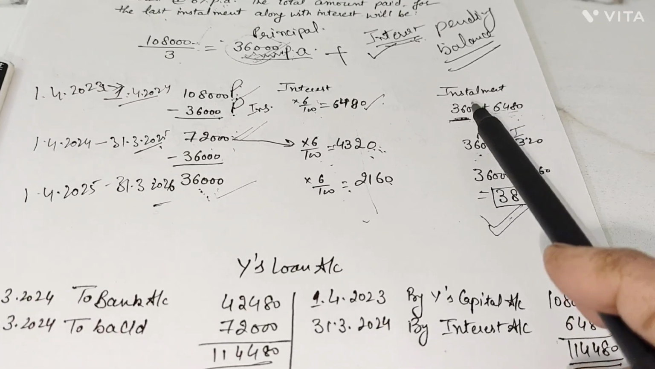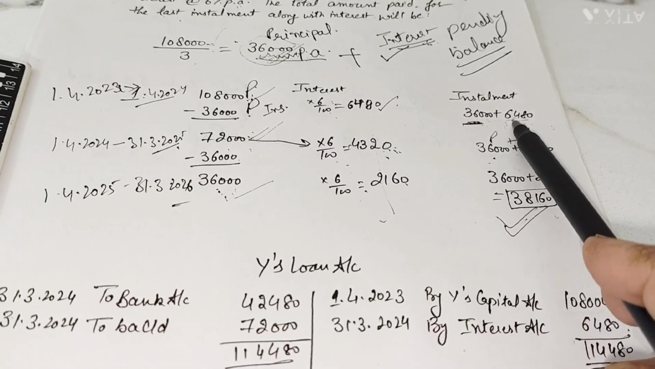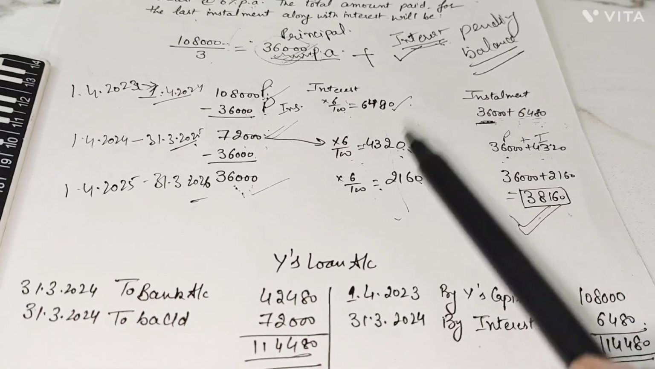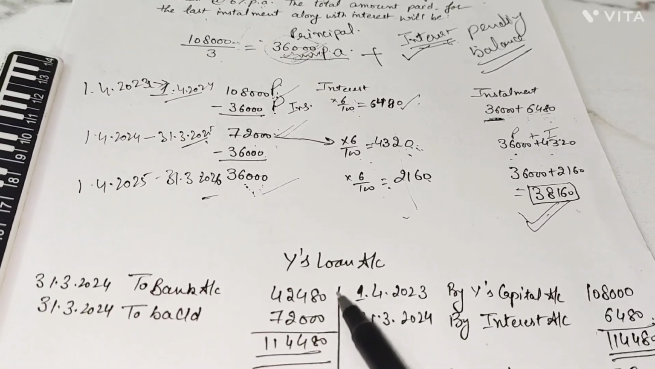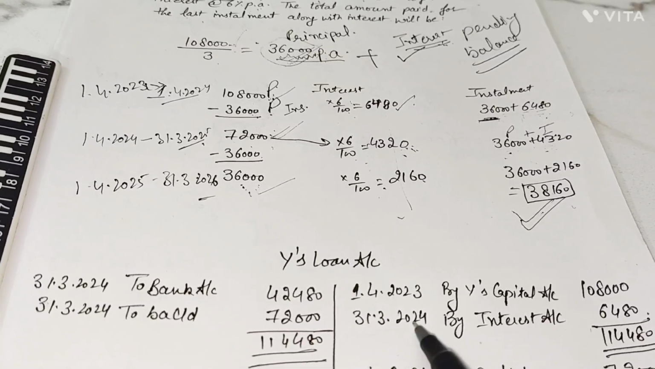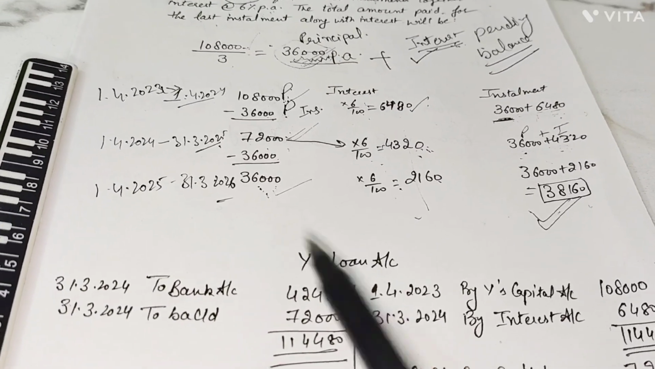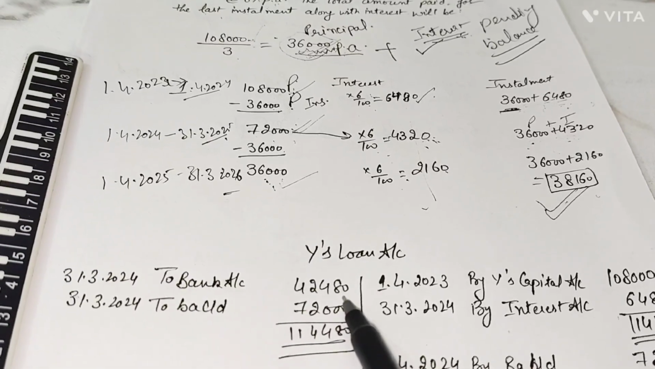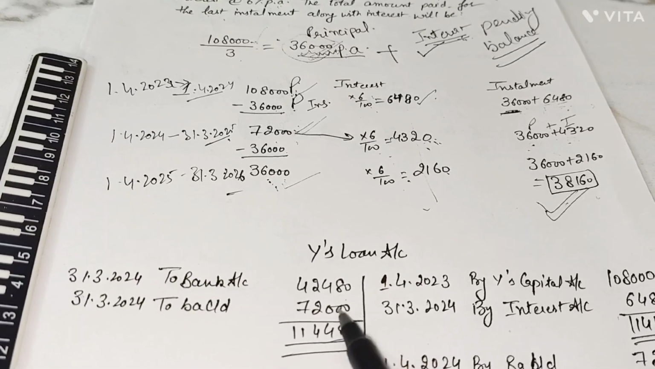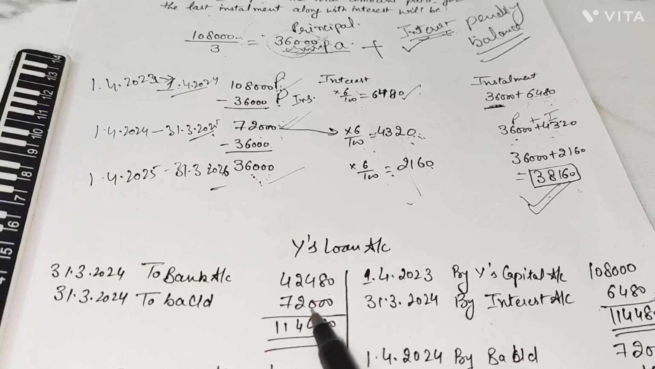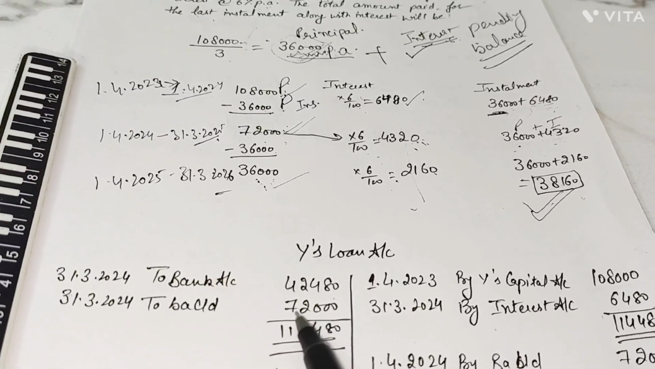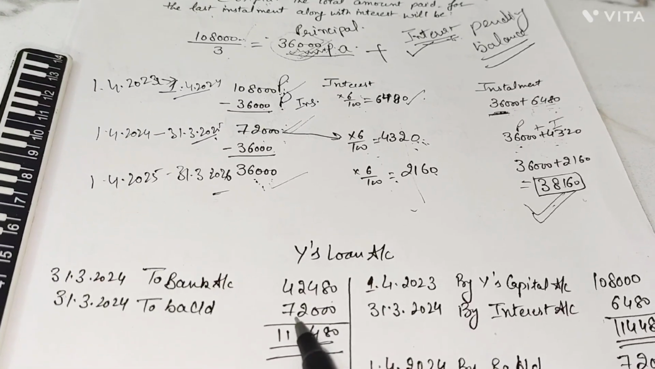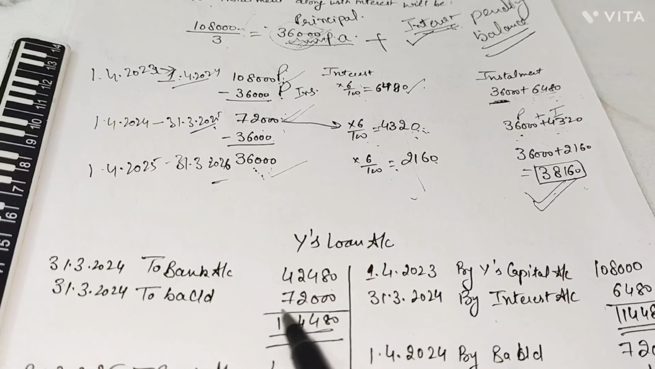Now you know what the first installment is, 36,000 plus 6,480 for interest, total is 42,480. This we paid on the date of the interest charge. So this payment was made to bank account, that is 42,480. Now what would be the leftover balance? That should be clear in your mind that two installments are pending of 36,000 each. So the total amount due would be 72,000.